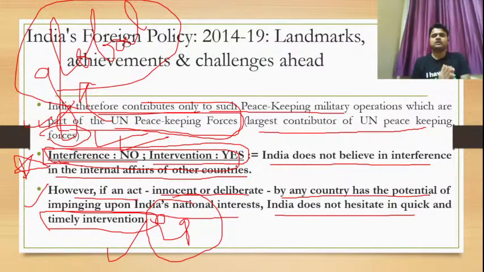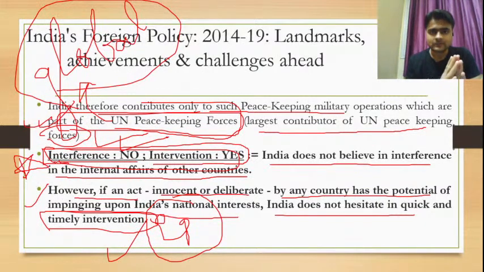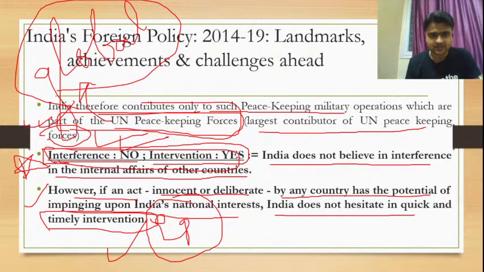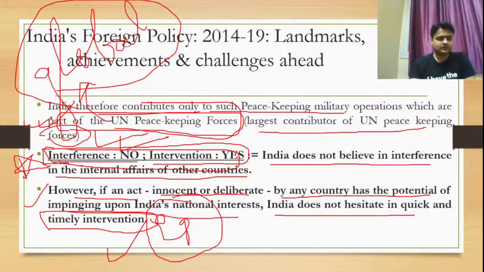When it comes to interference, we do not subscribe to that, but if it comes to intervention, we go for that. Why? Because intervention is something we ultimately have to take in order to protect our own country's interest. But when we are trying to interfere, that means we are unnecessarily trying to poke our nose in the other country's internal affairs, which is not part of our objectives of foreign policy. Fine, that is the point.